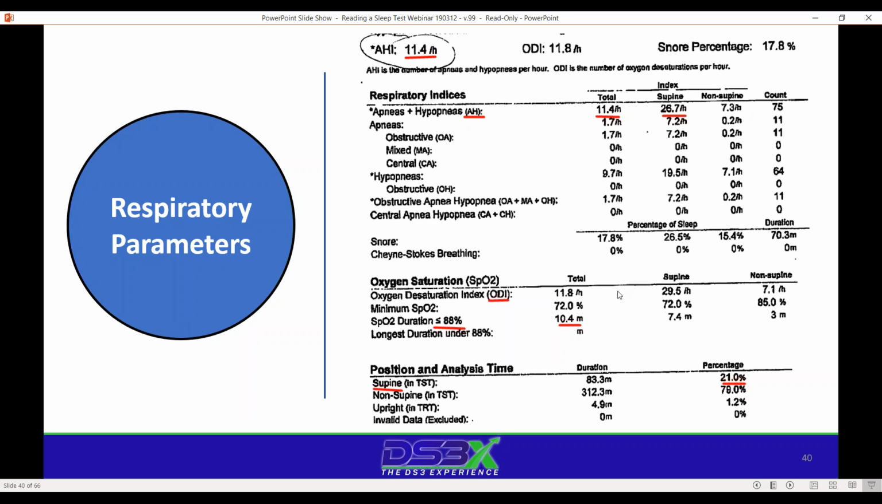Non-supine is 7.3, you can see. So this patient spent only 21% on their back, but if we could get them off their back, we'll get that down to 7.3 without even a dental device. That's why that information is highly important. Anything else that you want to talk about on this page?